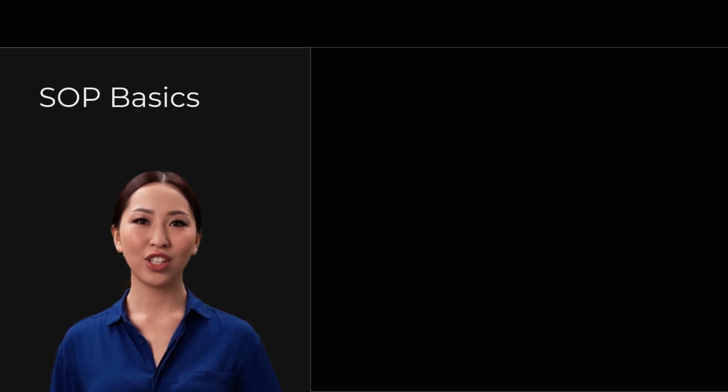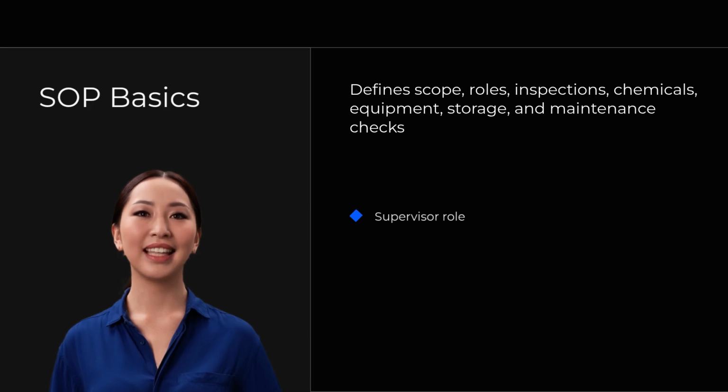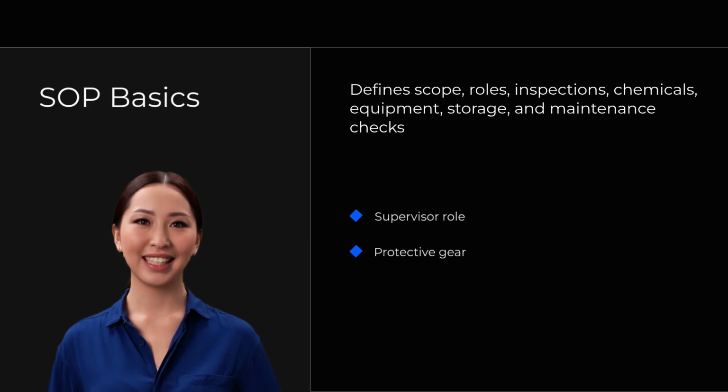A well-structured housekeeping SOP begins with purpose and scope, including cleaning objectives, department responsibilities, work areas, and compliance requirements. It also defines roles and responsibilities, such as supervisor duties, cleaner responsibilities, inspection requirements, and reporting procedures. Another core section covers approved chemicals, protective equipment, equipment lists, storage procedures, and maintenance checks.